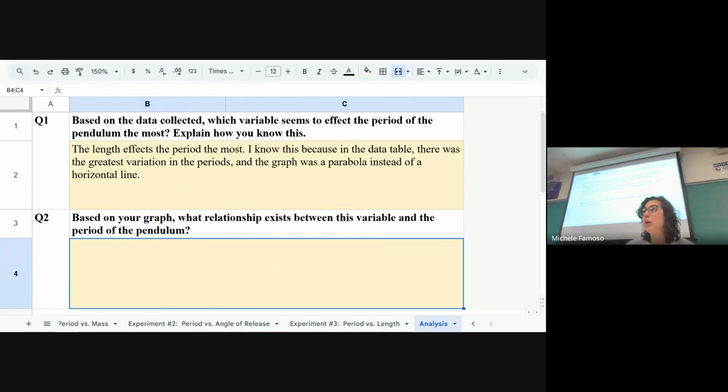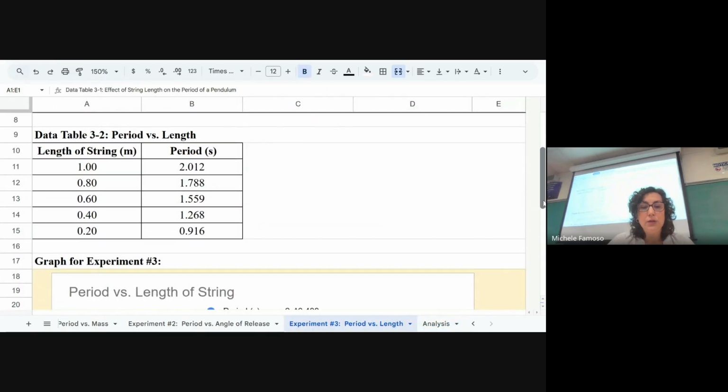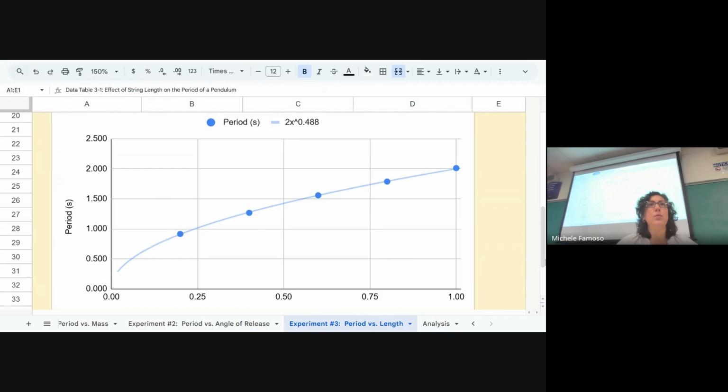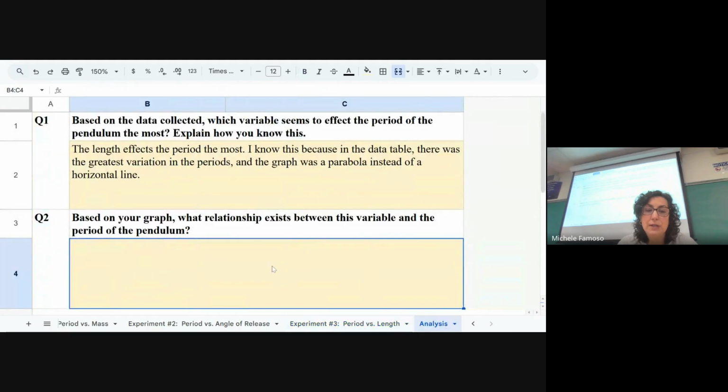Okay, we good? Okay, question 2, based on that graph. So we're looking at the period versus length graph. What's the relationship between the period and the length? So when you look at this, what shape did we say that was? A parabola. What's the relationship on a graph that's a parabola? Quadratic. Very good. Yes, you have to know that for your test Wednesday. So there is a quadratic relationship between period and length.